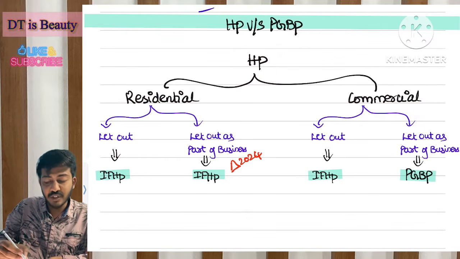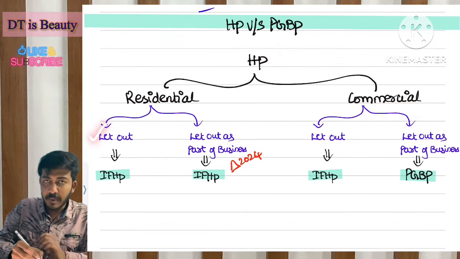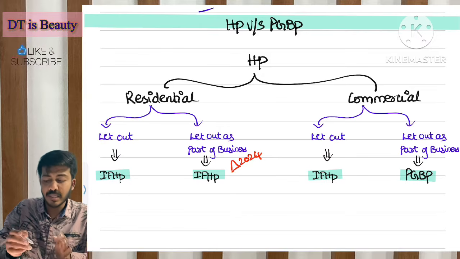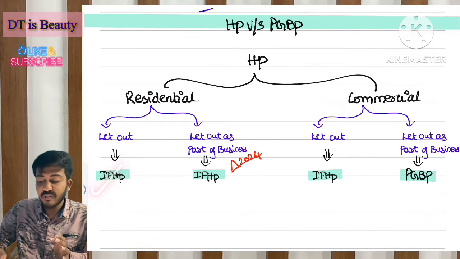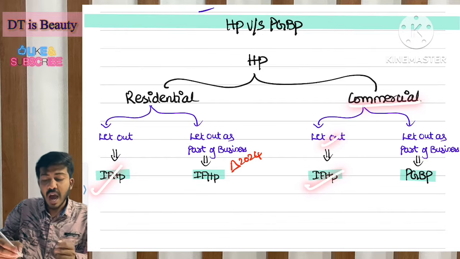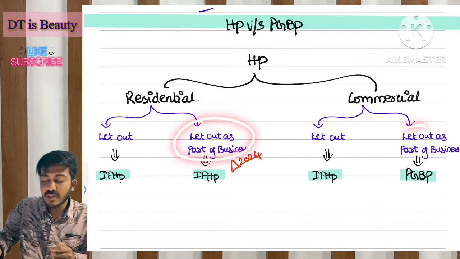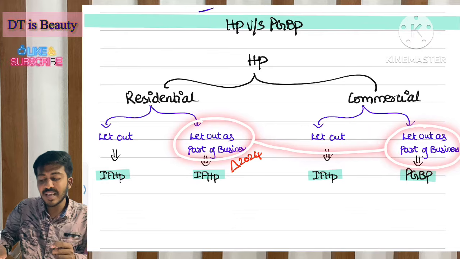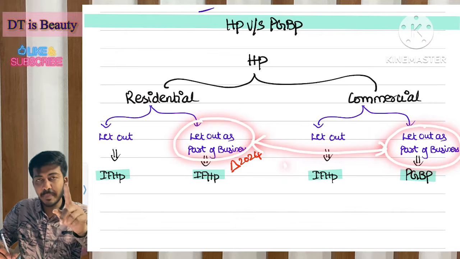It is saying that you have to check whether the house property is residential or commercial. If it is residential, if you are letting out the house property in a normal course, it is not your business, it will go for IFHP. If it is a commercial property and you are letting out, still it is IFHP. However, we have learnt that a residential property or commercial property, if your business itself is to let out, then it should go for PGBP, right?